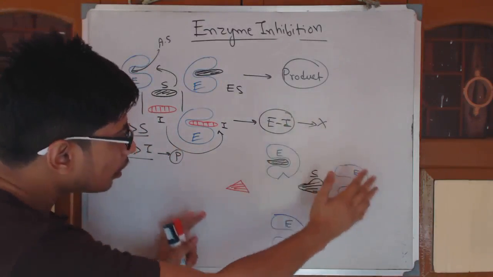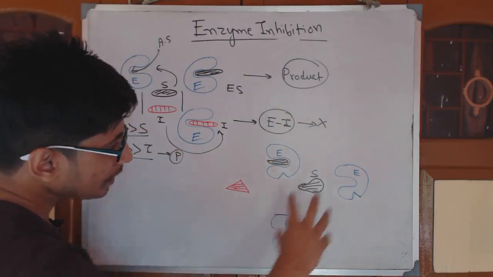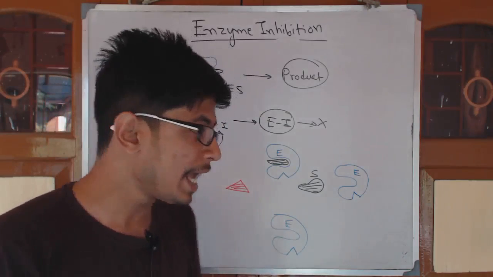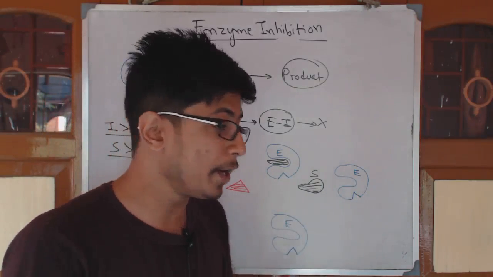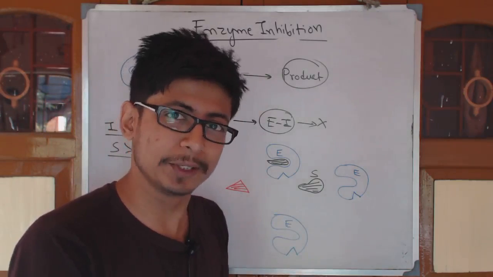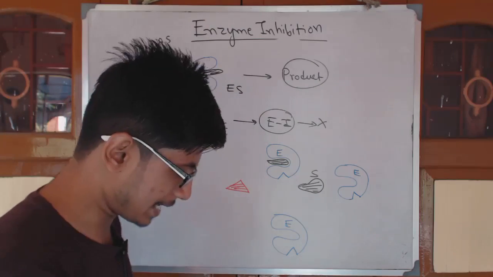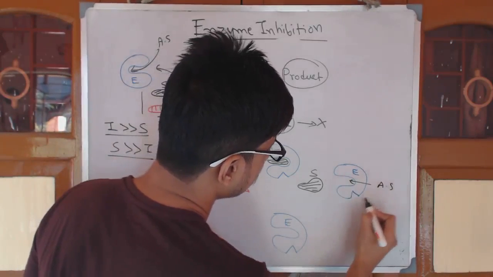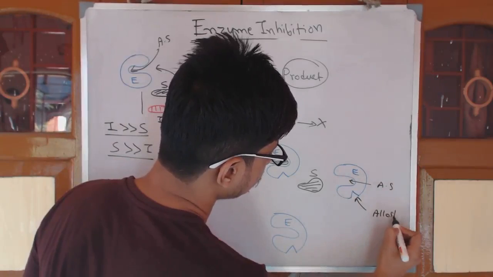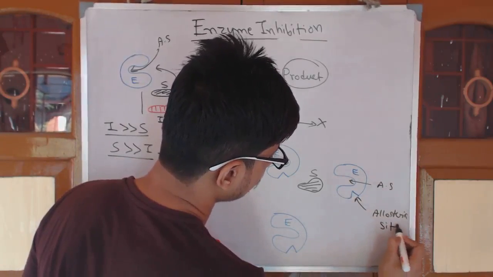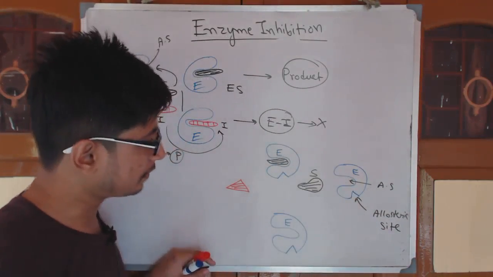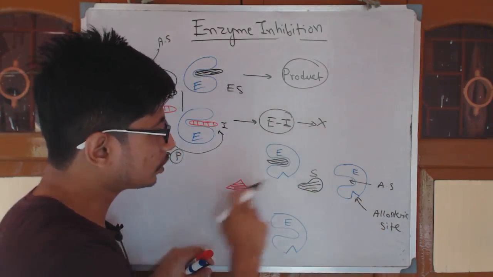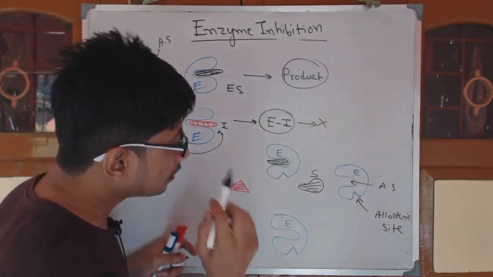In non-competitive inhibition, what we see is the enzyme has multiple sites where the substrate can bind, okay, and where other molecules can also bind which can influence the binding of the substrate, okay. Those regions are known as allosteric sites, okay. So this is the active site, but this is the allosteric site, okay. So both of the sites are present. Now I told you, in non-competitive inhibition, the enzyme can bind with both of them together, okay. Now there is a substrate.